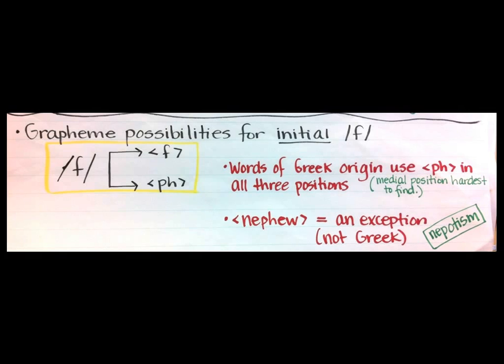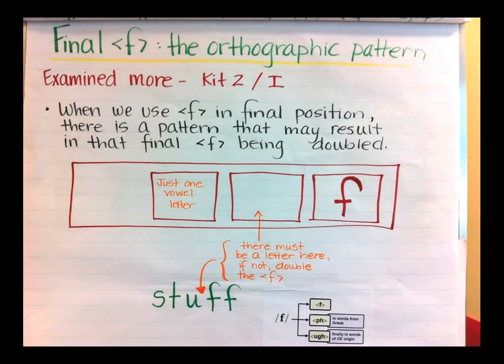Graphing possibilities for initial f, we can have the letter F and the digraph PH, both in initial position. The words that have a PH spelling at the beginning are often of Greek origin. Medial position of a PH is often very difficult to find. There is one exception within this theme that Melvin points out, and it's the word nephew. It is not a Greek word, but it comes from the word, and this would be fun for your students to investigate the connection, the word nepotism, which of course if you give your nephew the job, it comes from that word nepotism. So I thought that was interesting.